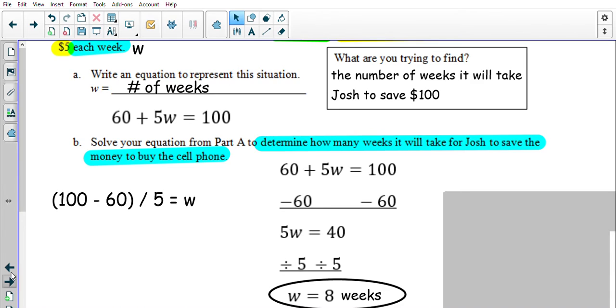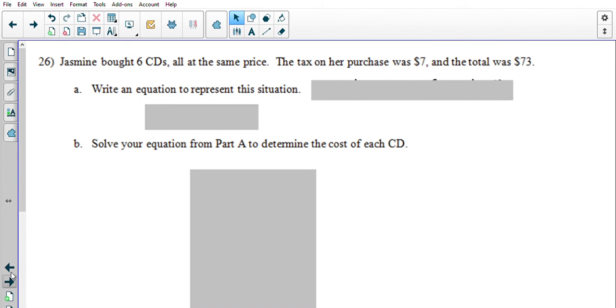All right, let's try another one like this. Number 26. Jasmine bought 6 CDs, all at the same price. The tax on her purchase was $7 and the total was $73. A. Write an equation to represent this situation. B. Solve your equation from part A to determine the cost of each CD.